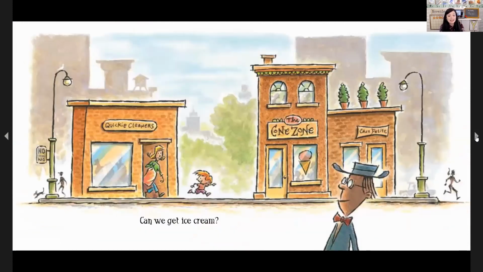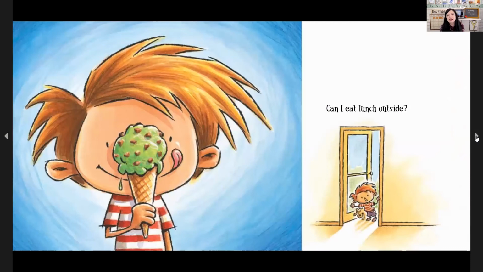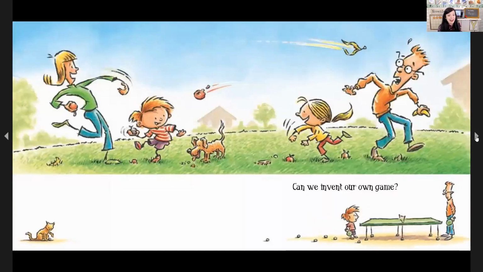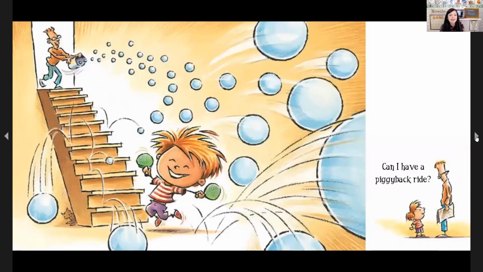Can we get ice cream? What do you think Mom's gonna say? Yes. Can I eat lunch outside? Yes. Can we have a food fight? Oh, now what's Mom gonna say? Yes. Wow, anything can happen on Yes Day. Can we invent our own game? Yes. Fun. Can I have a piggyback ride? What do you think Dad's gonna say?